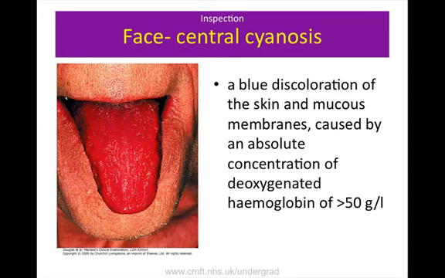Conditions such as Raynaud's phenomenon cause a sluggish circulation in the extremities, resulting in a patient who is in peripheral cyanosis only.